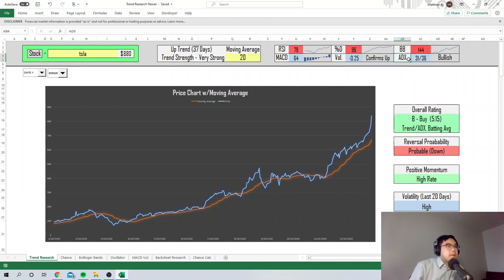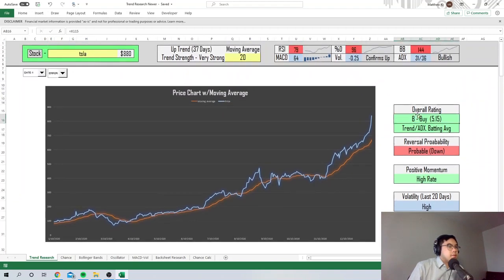The ADX is a momentum. It's like the trend. 31 means it's a strong trend, and 36 has been the number of days. So the first number is the strength of the trend. Usually above 25 is strong. Anything above that's strong, and below 25 is weak. And it's bullish, and it confirms that we're bullish here, so that's good.